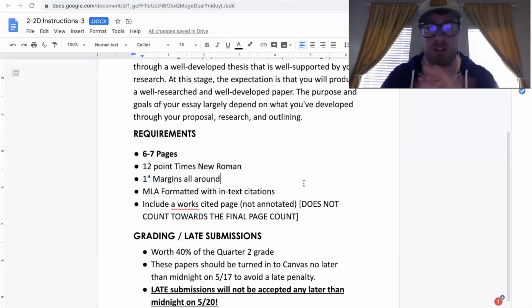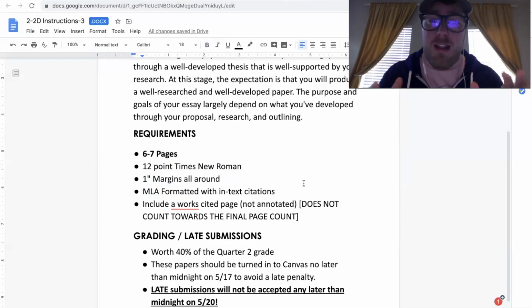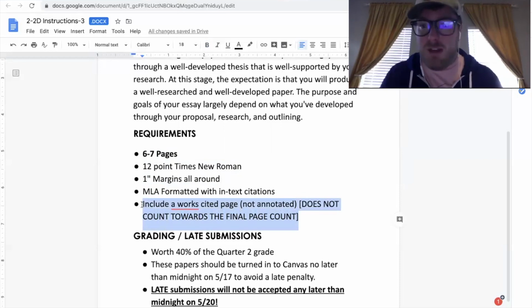MLA and in-text citations are an absolute requirement. I don't really need to explain those. You guys are familiar with them. Make sure that you're using them. And quick friendly PSA, this doesn't just apply to quotes; it does apply even when you're paraphrasing information, that is, you're putting it in your own words, but it came from a source. You need to make sure you're citing that too, okay? Remember that your works cited page should be included, but it is not part of the final page count, okay?